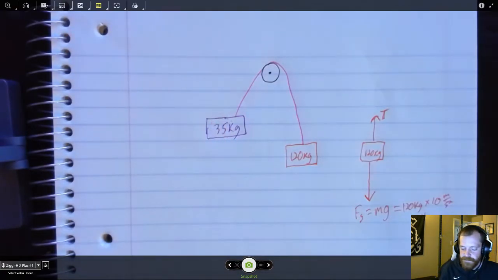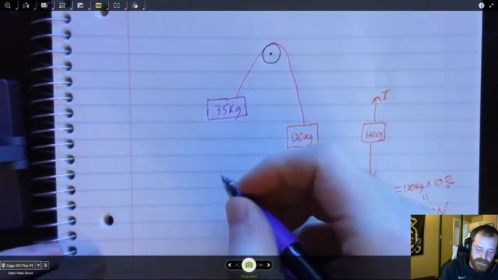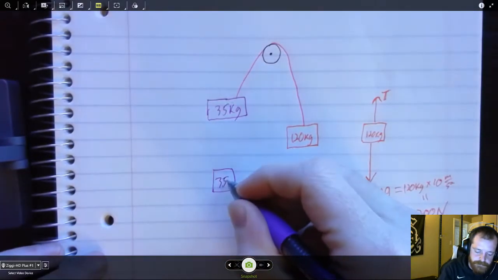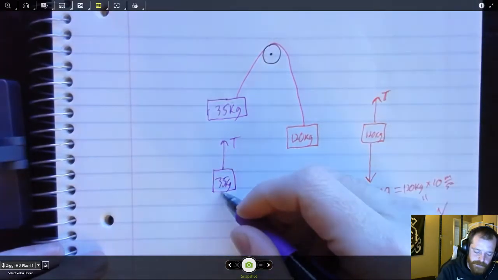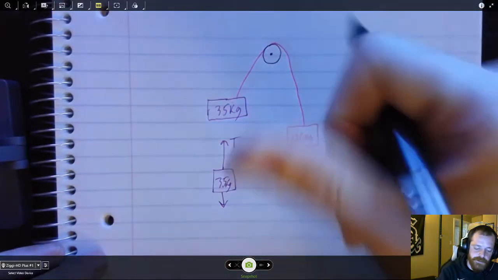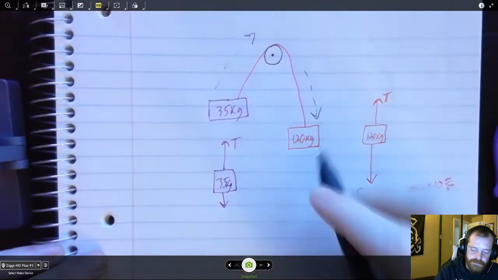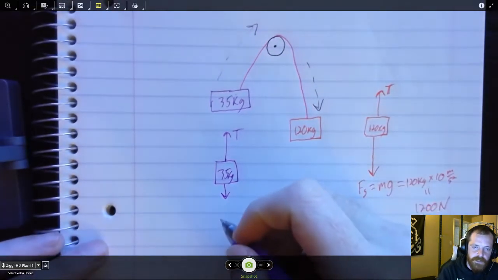Same with this object. Anytime you have an object hanging from some sort of string or some sort of tension force, the only two forces you're going to have if you're on Earth are the tension force and the weight. I mean, what else is there? So once again, for this one, you have the tension force going up and the weight going down. Now notice this object is going to be traveling up, because it's going to be pulled upwards. This object's going to be traveling down, because it's the heavier mass. So once again, we have a tension and we have a weight of this object.